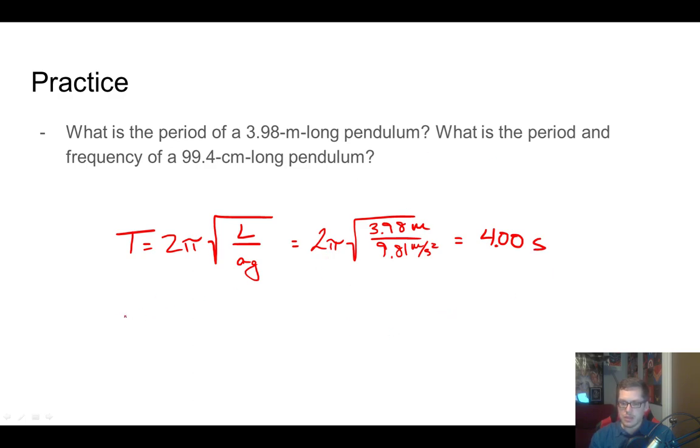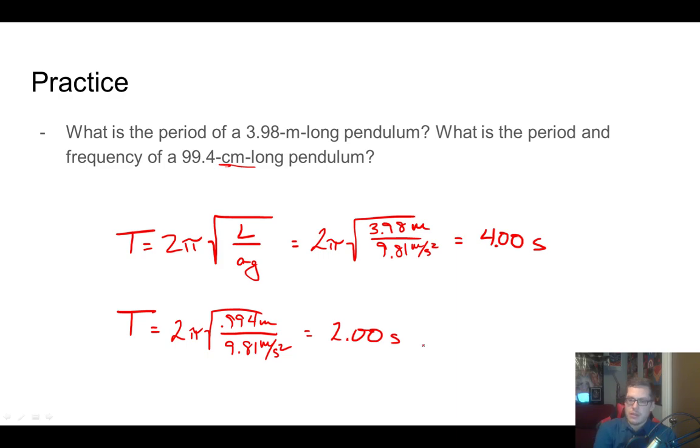Now the next one here, same idea. We've got our period is equal to, and I'm not going to rewrite this equation, but it's the same thing. So we have 2 pi times the square root of our length. Now our length is in centimeters, so we got to change that. So that would be 0.994 meters, over the acceleration due to gravity, which would be the 9.81 meters per second squared. So we take 2 pi times the square root of 0.994 divided by 9.81. We get 2.00000, so 2.00 seconds.